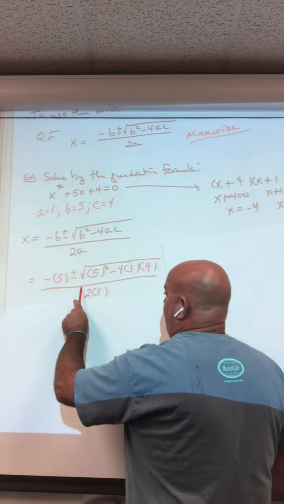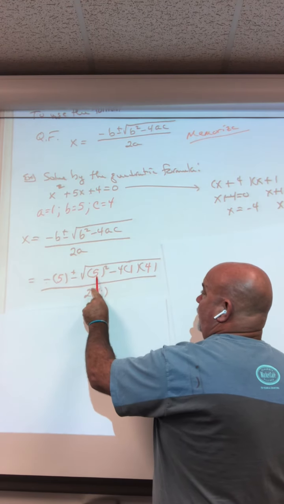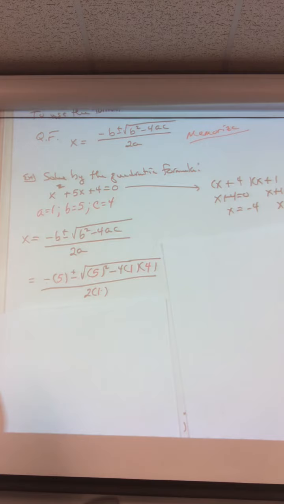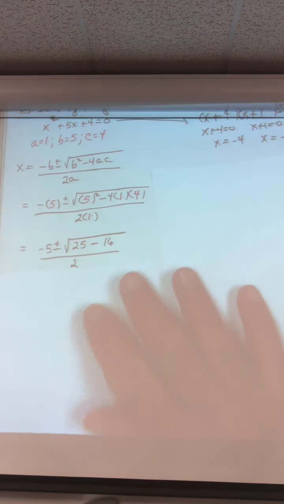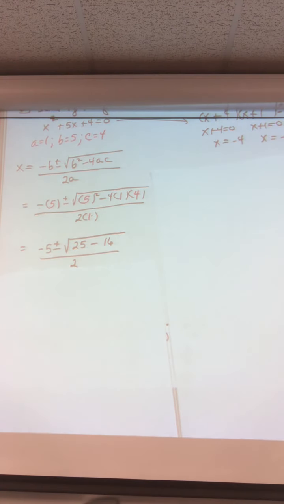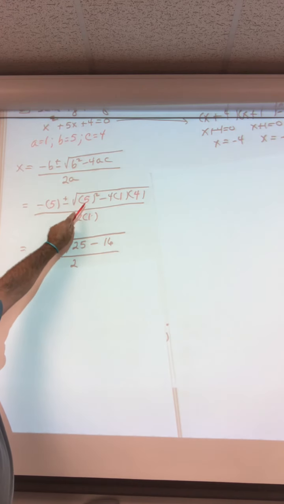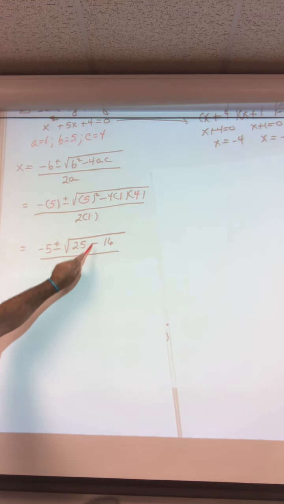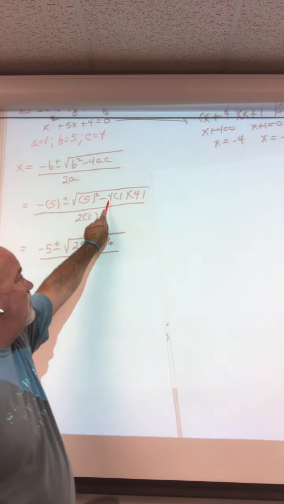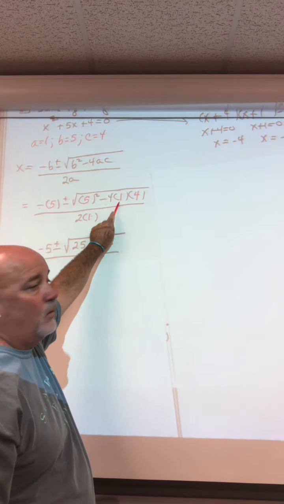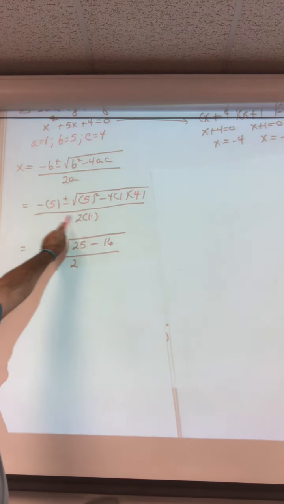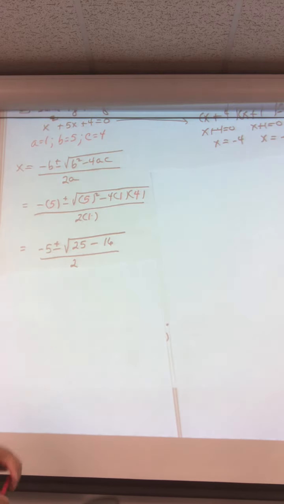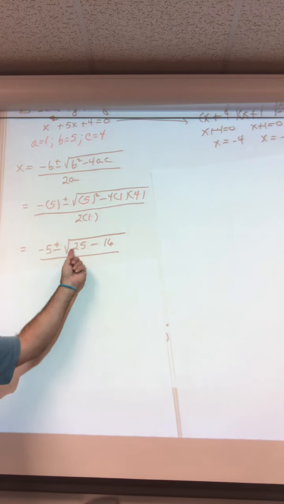All right, order of operations. We're going to do what's under the radical first. Exponents first. 5 squared is 5 times 5, which is 25. Everything else, bring the negative down, bring the 5 down, plus or minus, square root of 5 squared is 25, minus. Now, multiply straight across. 4 times 1 is 4. 4 times 4 is 16. All divided by 2 times 1, which is 2.